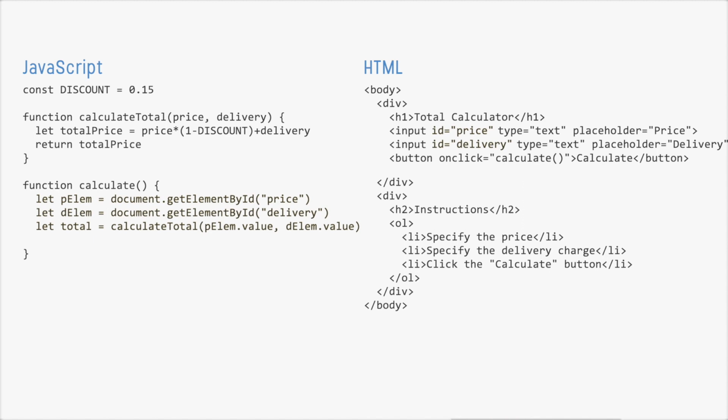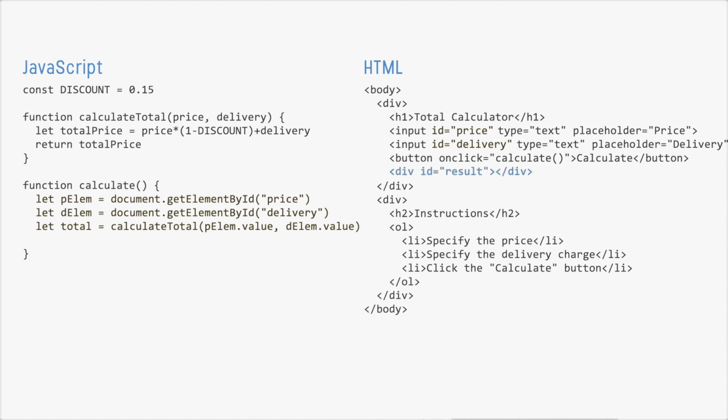First, let's add a div element to the HTML and give it an ID. This is where we'll put the result of the calculation. Then, using the same method as before, we'll get a reference to that element and assign a value to the inner HTML property.